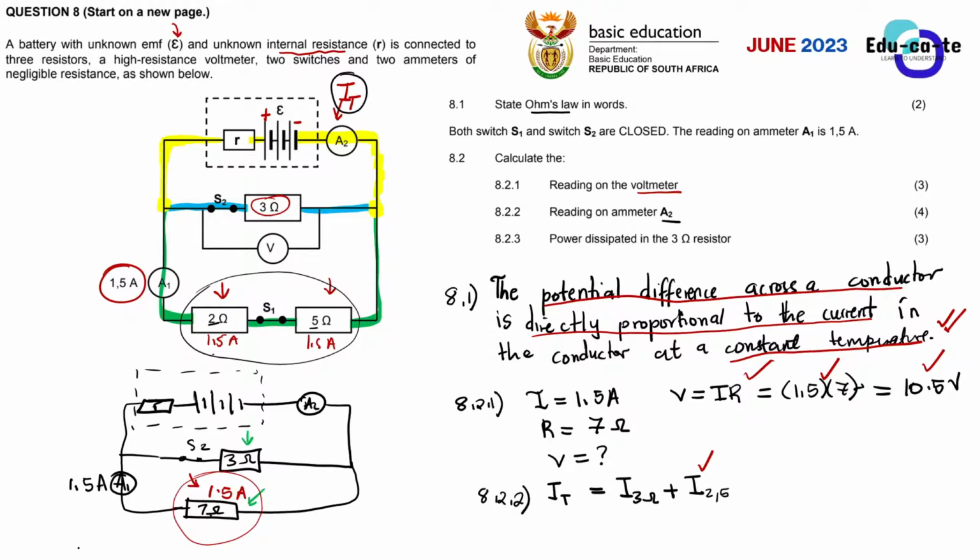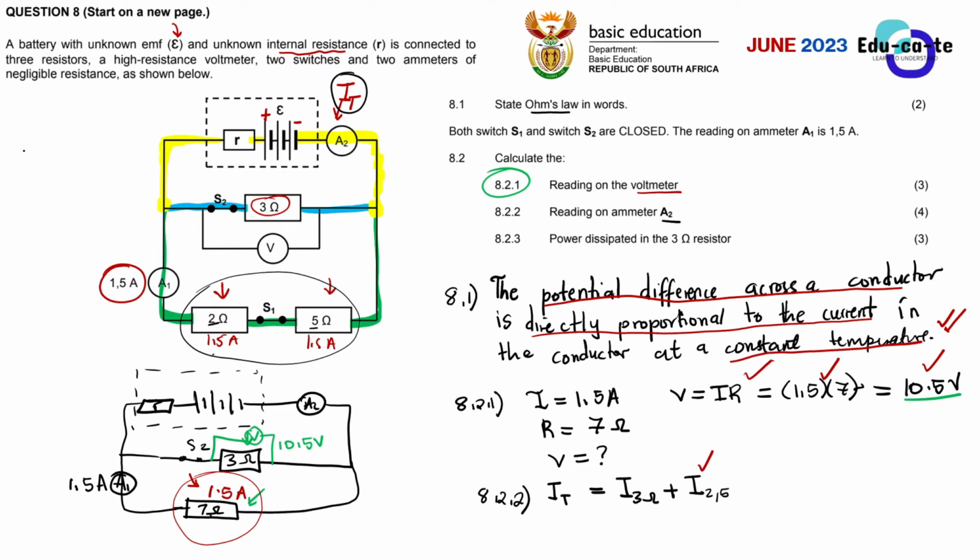I know that in this 3 ohms resistor, I've got 2 pieces of information. I know the voltage through this 3 ohms resistor. That is what we calculated at 8.2.1. We found 10.5 volts. So it means that we're having 10.5 volts across this 3 ohms resistor. So we have the voltage, we have the resistance, so we can find the current through the 3 ohms resistor. How do we find it?